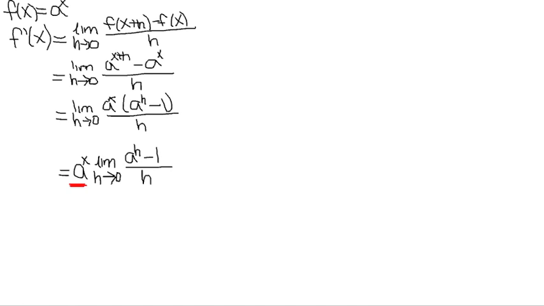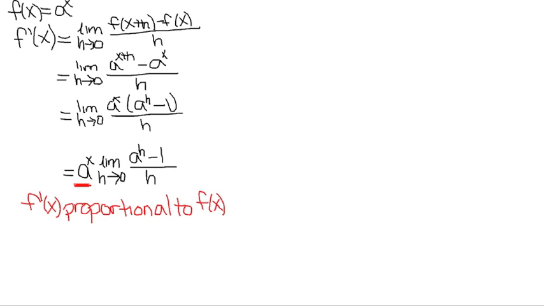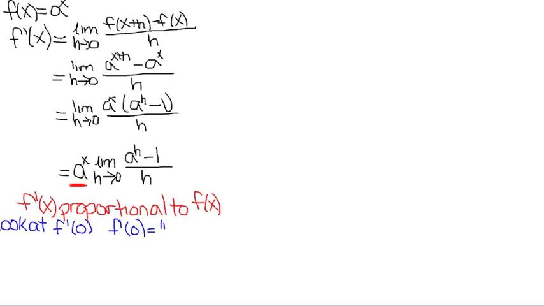Note how we now have our original function being multiplied by some constant number. This means that our derivative is proportional to the function itself. Let's take a look at what f prime of 0 would look like. We would have the limit as h approaches 0 of f of 0 plus h minus f of 0 all over h. So that would give us a to the exponent h minus 1 all over h.